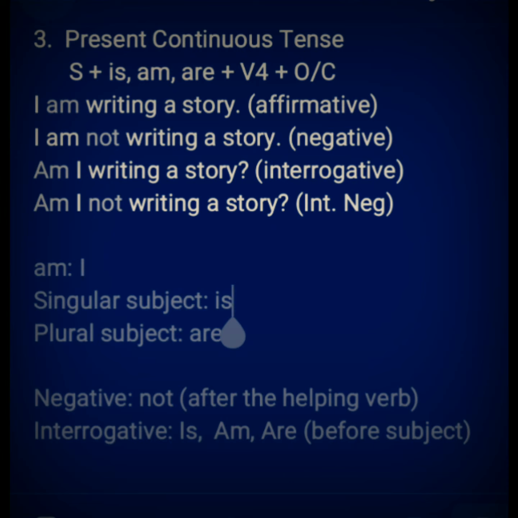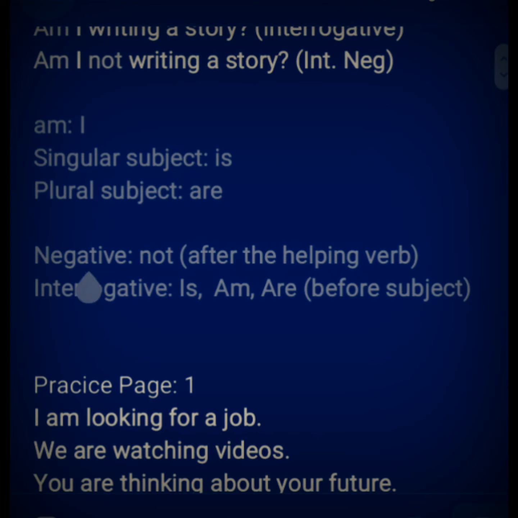For other subjects, we have to use is for any singular subject. If there is any singular subject in a sentence, we have to use is with that singular subject. For a plural subject, we have to use are. For making a sentence negative, we have to use not after the helping verb. Suppose is, am, are. If there is a helping verb, suppose is, then we have to use not after that. He is not going anywhere.